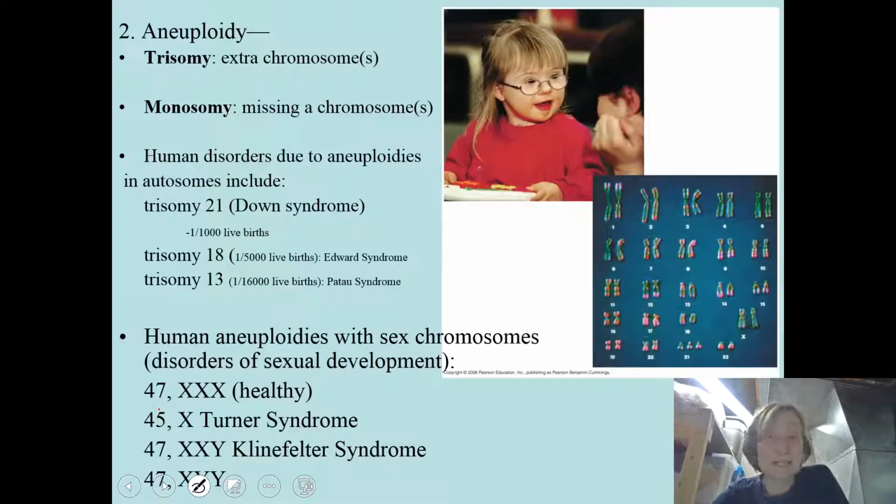Are there any aneuploidies in humans? Yes. We can specify the type of aneuploidy using these terms, trisomy and monosomy. Trisomy is 3, so having an extra chromosome. Monosomy, mono means 1, so missing a chromosome. And it turns out there aren't very many human disorders due to aneuploidies in autosomes. This is pretty rare, actually. But you do know one, and you know one well, and that is Down syndrome.